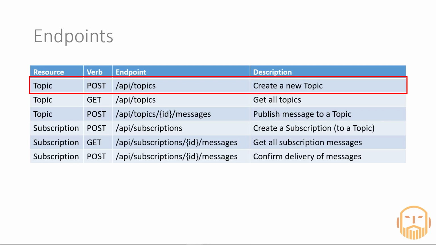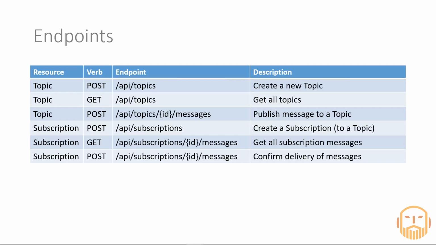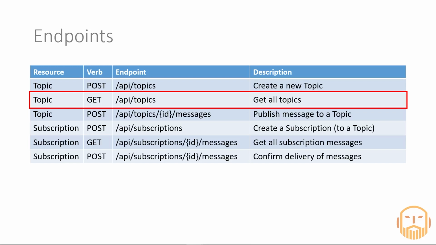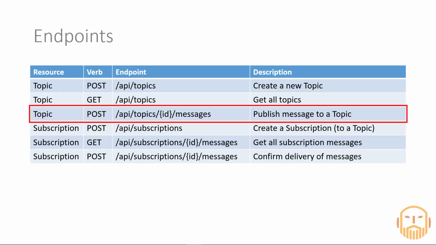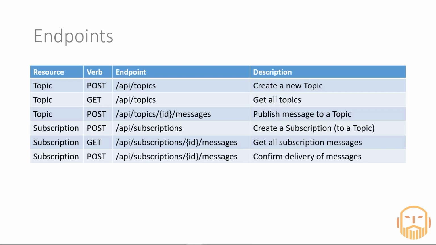So the first endpoint there just allows us to create a new topic. It's a post request. The second endpoint allows us just to retrieve all the topics that are configured on the message bus. The third allows us to actually publish a message to a topic. So this is the one that would be used by our publisher. In this case, it'll be Insomnia acting as our publisher.